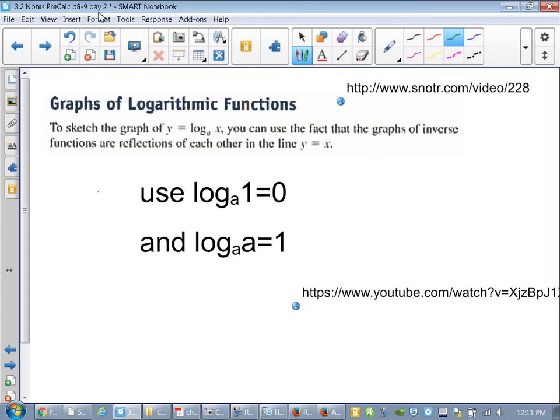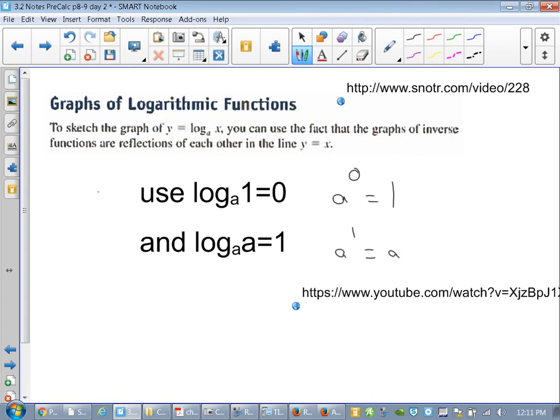Whenever we have log base a of 1, it's 0. Whenever we have log base a of a, it's 1. And what we're looking at here is remembering that anything to the 0 power is 1, and then a to the first power is a.